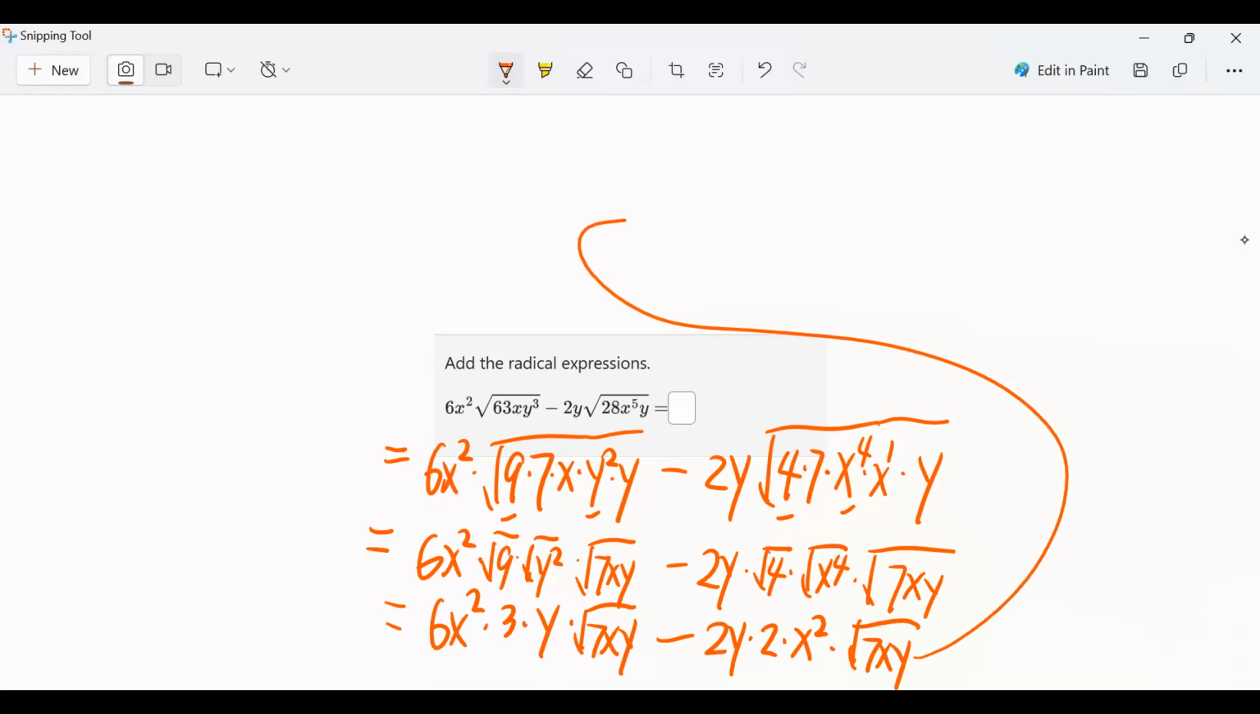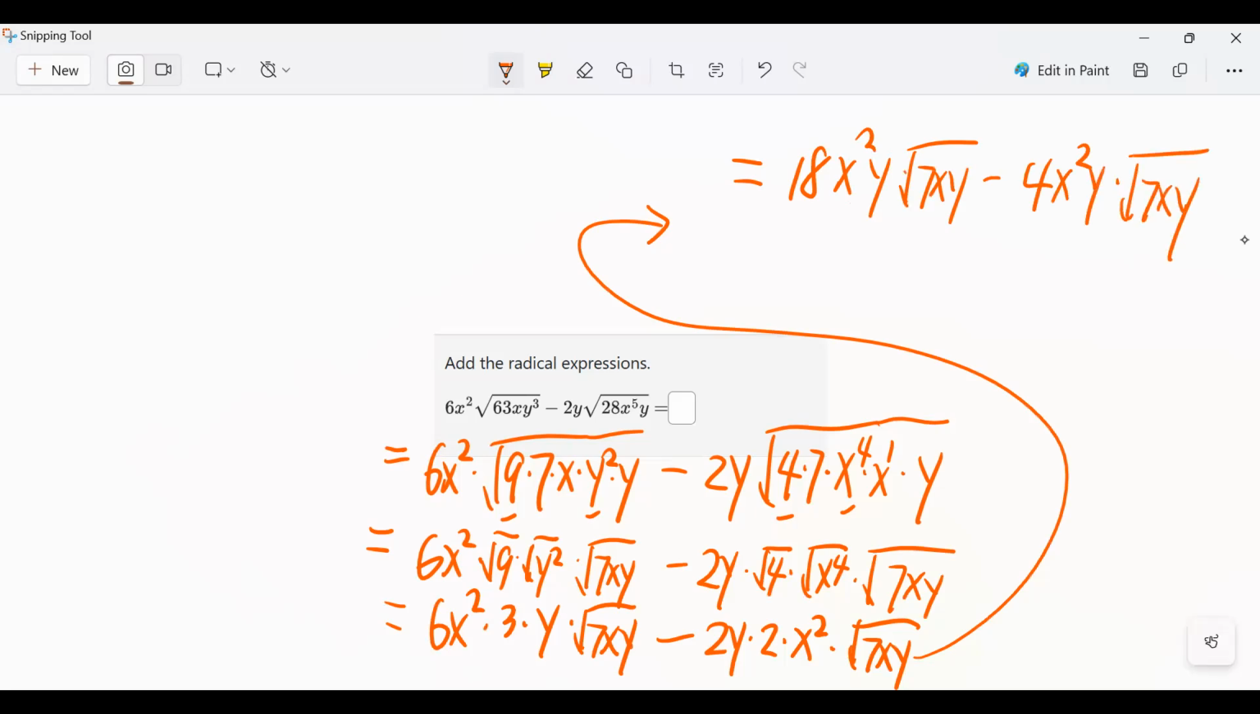Now, continue from here. So multiply across, right? 3 times 6 is 18 x squared y square root of 7x. The other one, 2 times 2 is 4, minus 4 x squared y square root of 7x. Now combine our terms. This is 18 x squared y minus 4 x squared y.